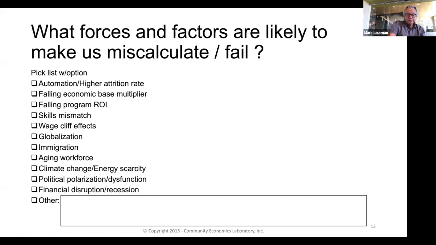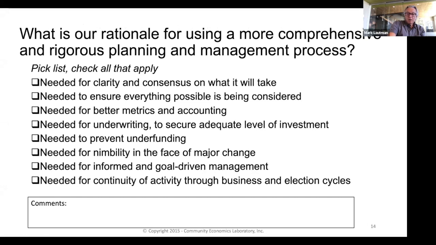So remember that one. What's your rationale for using a more comprehensive and rigorous process? Why do you need to go through all this brain damage instead of just having a retreat and picking a couple of economic sectors, which is the traditional approach, and then making a list of all the things you need to fix to be competitive? So this is a long list. Again, you go through these and you check the ones that you actually are going to use for a rationale.